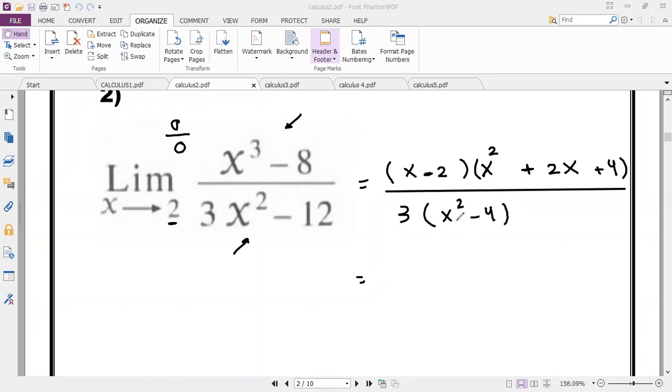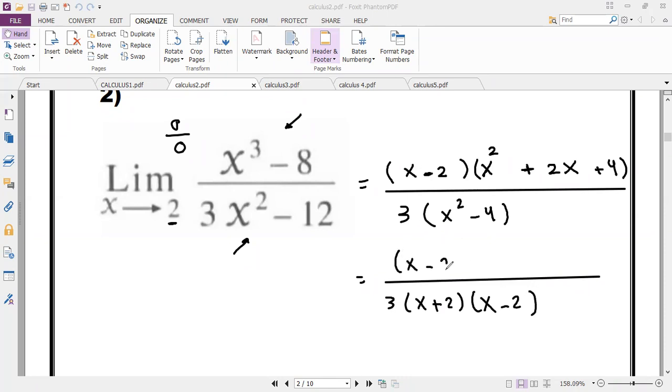Then this can be factorized. x squared minus 4 can be factorized as x plus 2 and x minus 2. So we're going to write 3 here and x plus 2 and x minus 2 here, and write the top as it is. Okay. Then cancel the 0 factor. Cancel x minus 2 with x minus 2. You will end up with x squared plus 2x plus 4 over 3 multiplied by x plus 2. I have got rid of the 0 factor from the top and from the bottom.